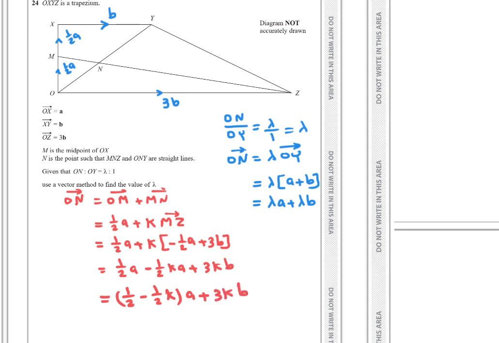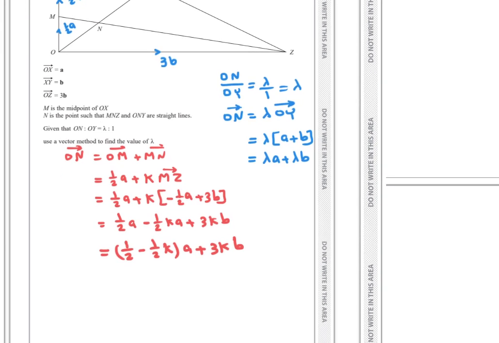Now we have ON in two different forms, ON in terms of k and ON in terms of lambda. Because for the lambda form the coefficient of a equals the coefficient of b, the same should hold for the other form. For ON, the coefficient of a should be equal to the coefficient of b. Then we can find k. So you can deduce that half minus half k equals 3k.